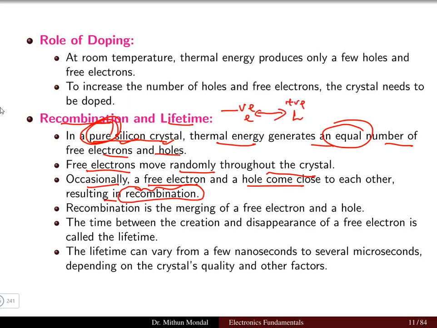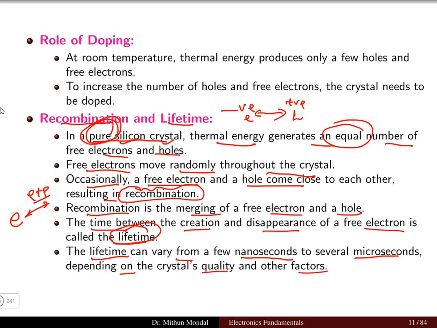The recombination is the merging of a free electron and a hole, and the time between the creation and disappearance of the free electron is called the lifetime. So when the electron is formed and when the electron and hole are combined, the time gap between that is known as the lifetime of an electron. The lifetime can vary from a few nanoseconds to several microseconds depending on the crystal quality and other factors. So this lifetime is very short, in nanoseconds and microseconds.